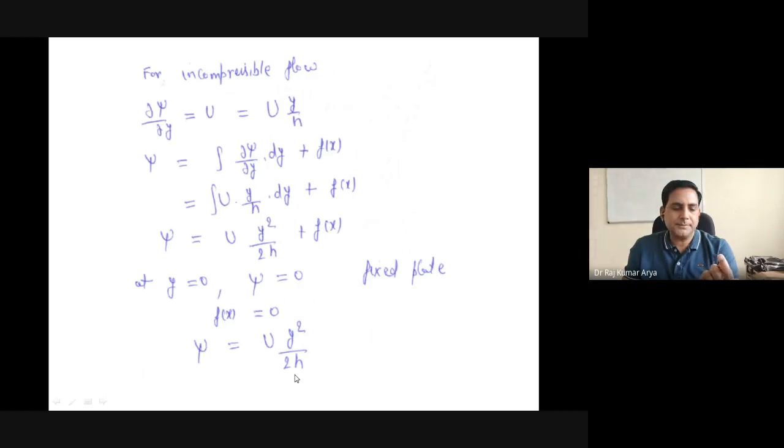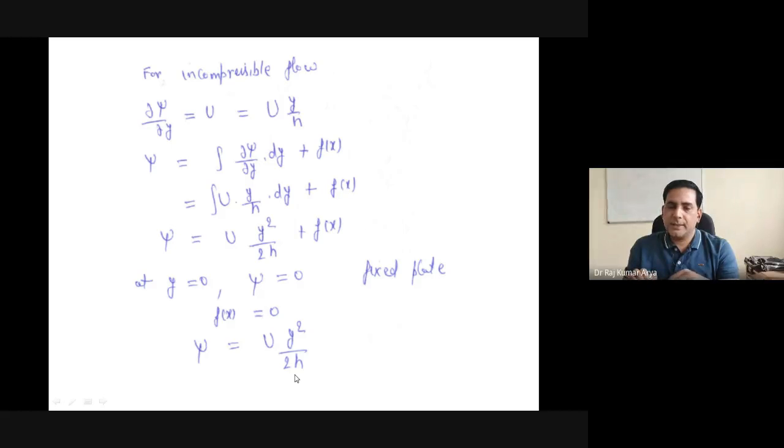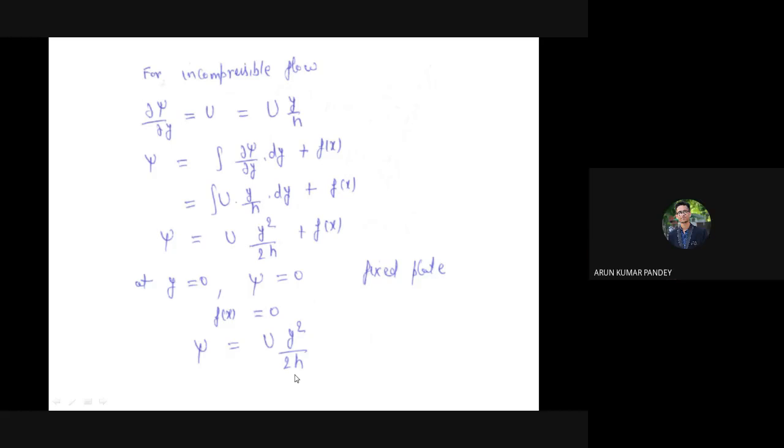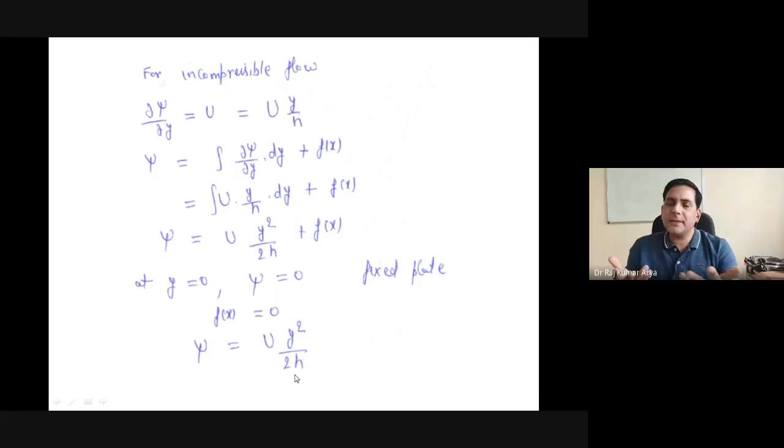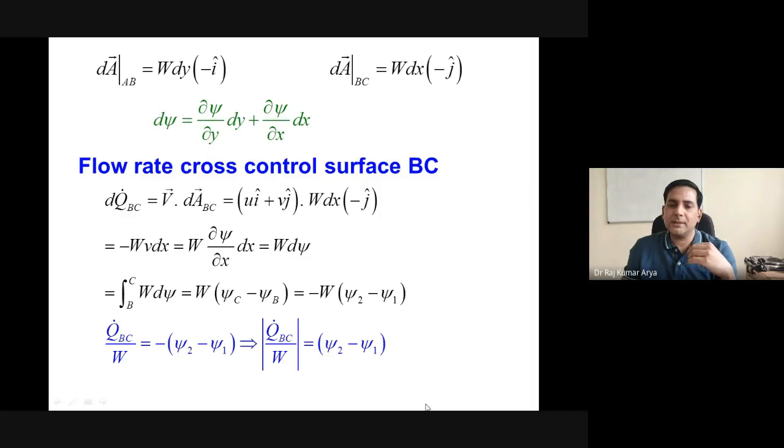Has everyone got it? Yes, sir. Right. Now we want to divide this flow into two equal parts. The next part here is we want to locate the value of y in terms of h, which divides this flow rate into two equal parts. What did we do earlier? How to calculate flow rate between 2 points is this: psi 2 minus psi 1.